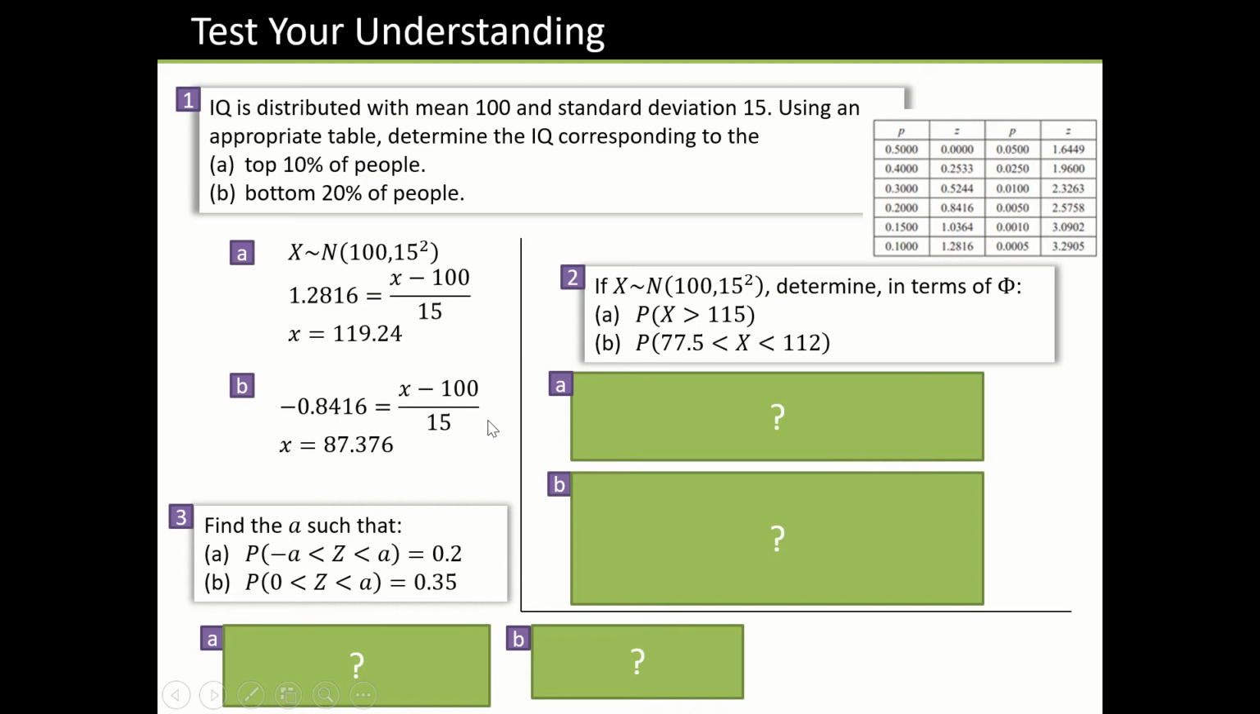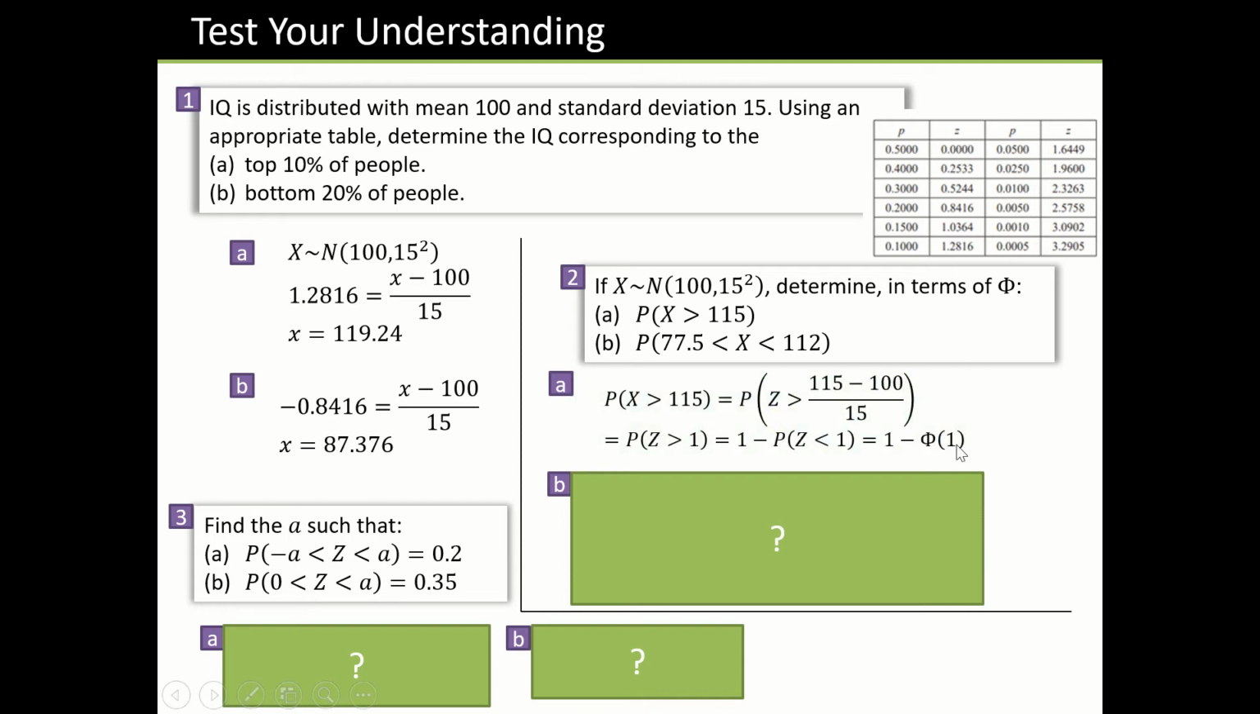For this next set, it wants us to write it in terms of phi. As we remember, hopefully from last lesson, phi is always the probability that Z is less than. So we first need to convert 115 to Z. Take away the mean, divide by the standard deviation. You then need to do 1 minus, as phi is less than. And as you see, that's exactly 1 standard deviation away, so it'll be 1 minus phi 1.